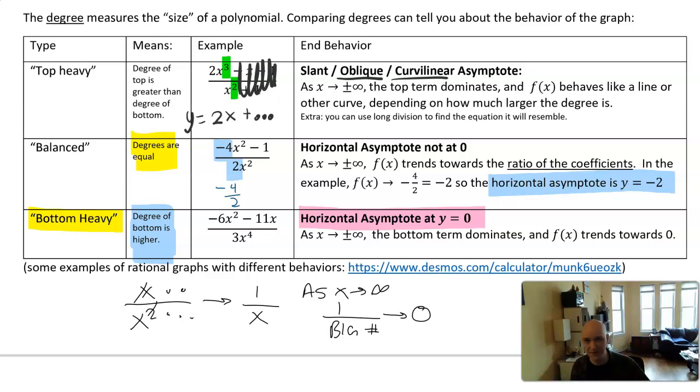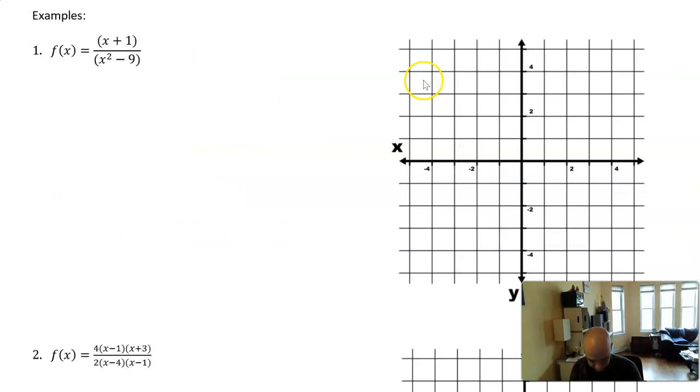Graphing these are beyond the scope of this video. Probably these two, balanced and bottom heavy, are what we're going to cover today, and those are the most important ones to know. If you do want to find oblique asymptotes, you can use long division, and we'll cover that at a later time. So now I'd like to just get into graphing some examples.